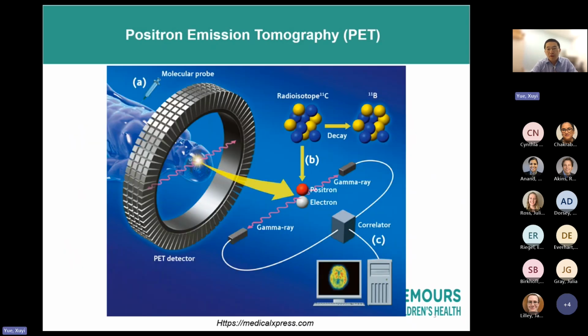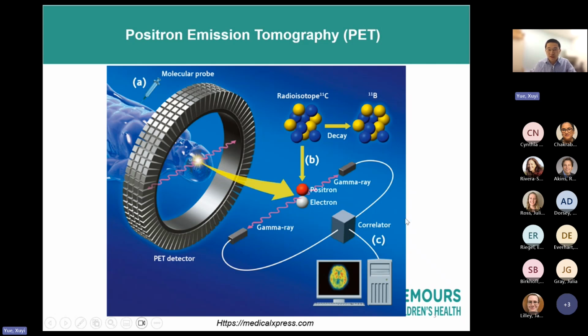So what is PET imaging? This cartoon shows PET imaging. PET imaging uses a radioactive radioisotope to aid diagnosis, to monitor disease progression and response to treatment. The positively charged electrons are called positrons. Positrons travel a short distance and annihilate with an electron, because electrons carry a negative charge, to release two photons.